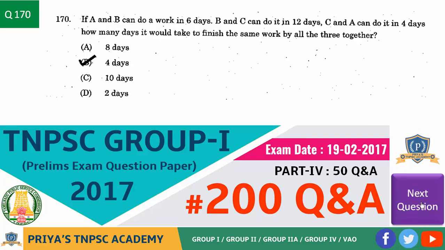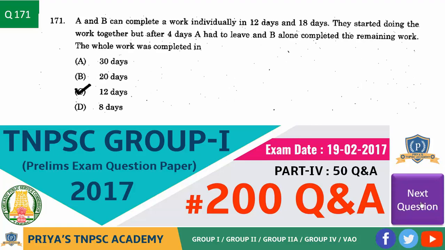Next question. If A and B can do a work in 6 days, B and C can do the work in 12 days, C and A can do it in 4 days. How many days would it take to finish the same work by all the 3 together? Answer is option B, 4 days.